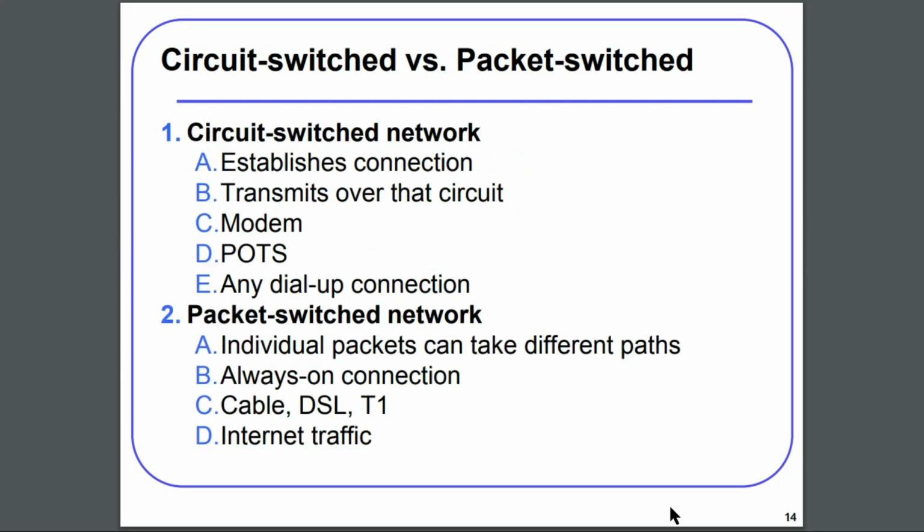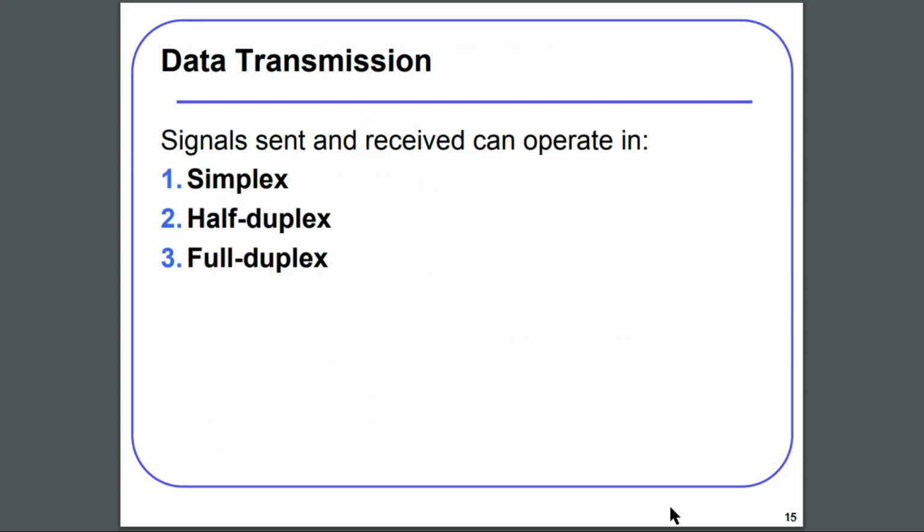So let's check in this slide circuit switching versus packet switching. What is the difference between circuit switching and packet switching? A circuit switched network establishes a connection and transmits over that circuit, such as modems, ports, or dial-up connections. Versus packet switched networks, where individual packets can take different paths, with always-on connections such as cable, DSL, or internet traffic. So let's move to the next slide.